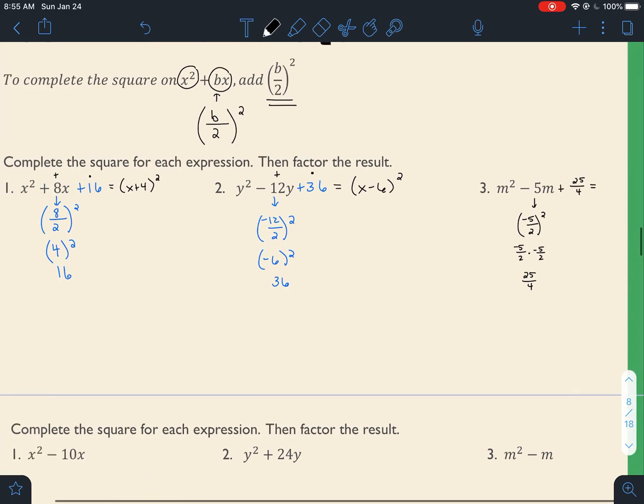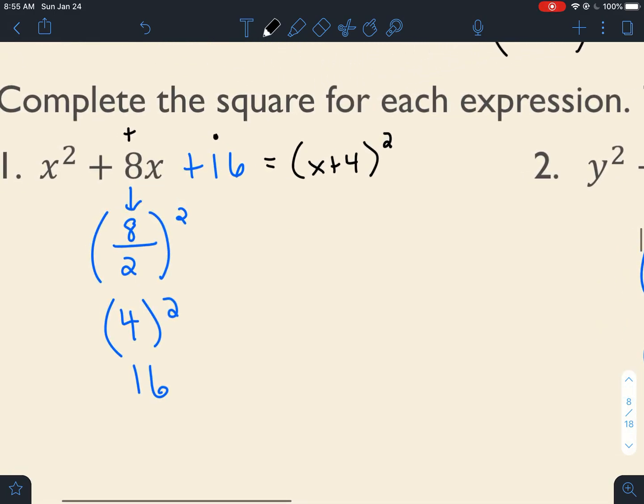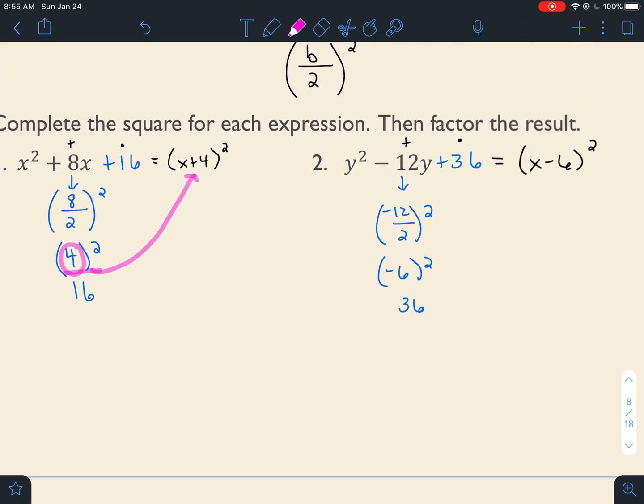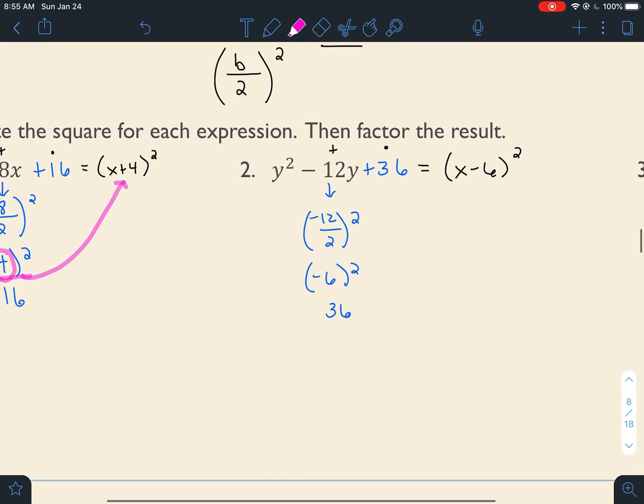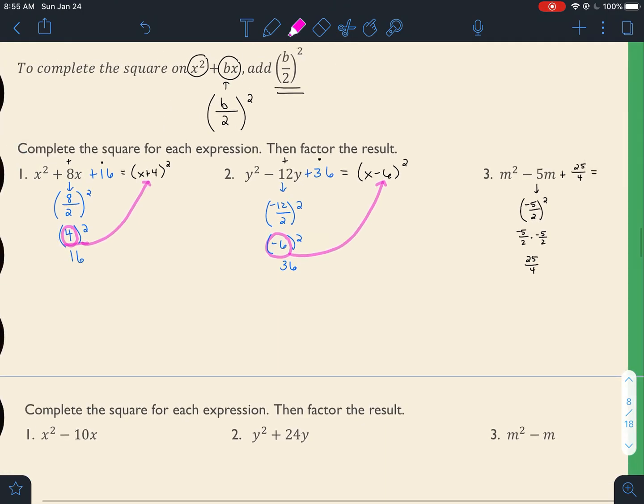Let's see if we can come up with a pattern from our first two. When you completed this square, you took 8 divided by 2 and you squared it. Our ending result was 4 squared, and then we got 16. Notice when we divided by 2, we got 4, and look what it factored into: x plus 4. Over here, we took negative 12 divided by 2 and got negative 6, then squared negative 6 to get 36. But look at this: when you divided negative 12 by 2 and got negative 6, it factored into x minus 6. That's going to be the pattern every time.